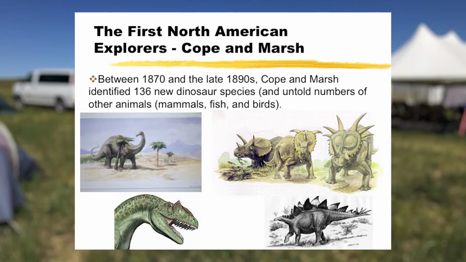And these guys published madly. I think he published over 1,000 scientific publications in his lifetime. Between 1870 and the late 1890s, Cope and Marsh identified 136 new dinosaur species and many, many other animals, mammals, fish, and birds, all from fossils.